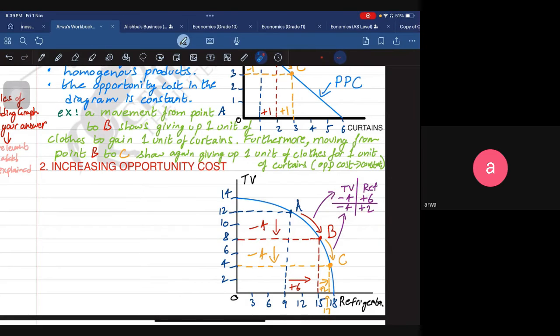So here the opportunity cost is that you at first were able to have 4 more units of refrigerators, which now you are not going to, although you are losing the same amount in the TV, right? You understand the concept. Perfect. So it means that the opportunity cost.